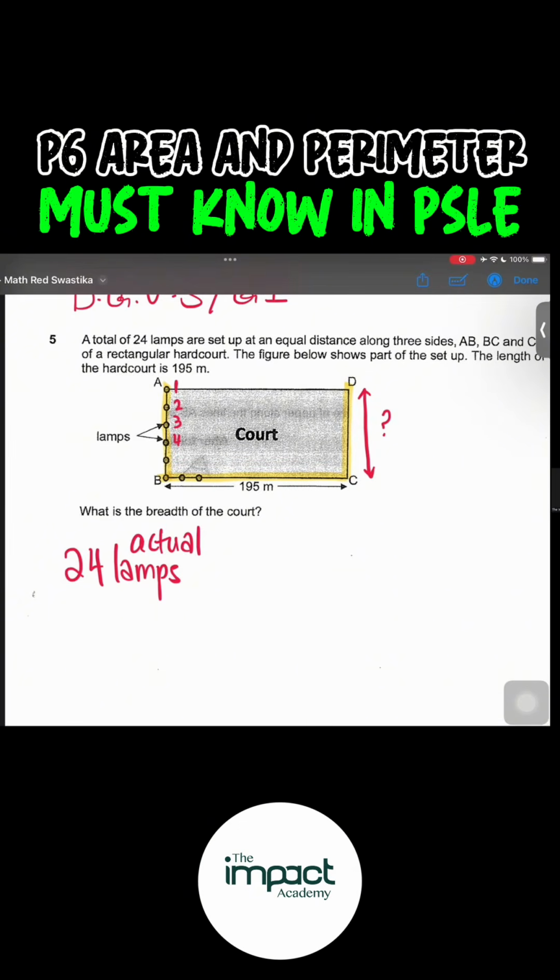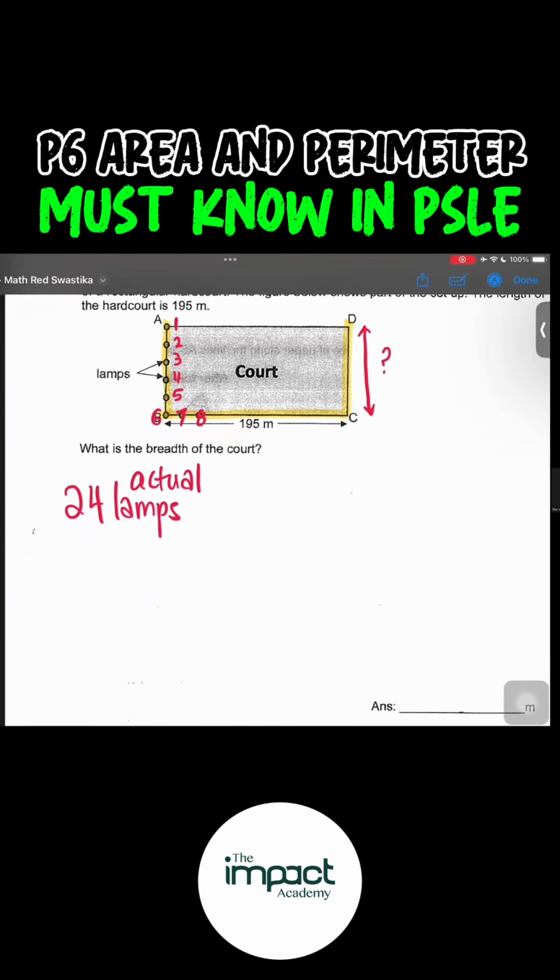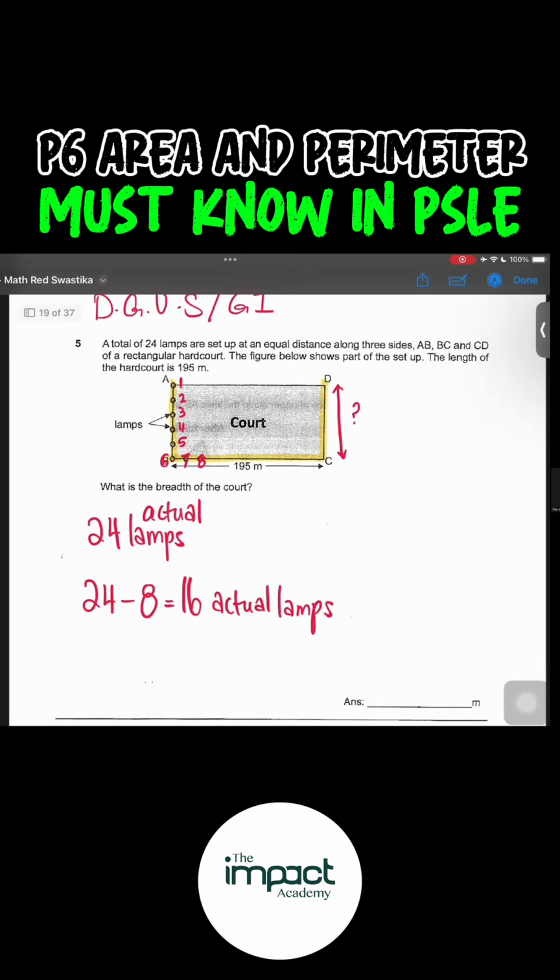1, 2, 3, 4, 5, 6, 7, 8. So how many more to go? That's the question that you have to ask yourself. Well, how many more to go in this scenario is going to be 24 minus 8, which then again will now say that this is 16 actual lamps. Understand what I'm trying to say? Okay, so this is a very, very important first sentence.